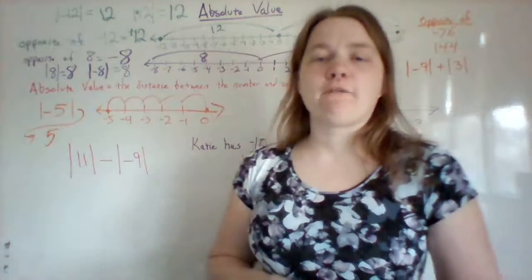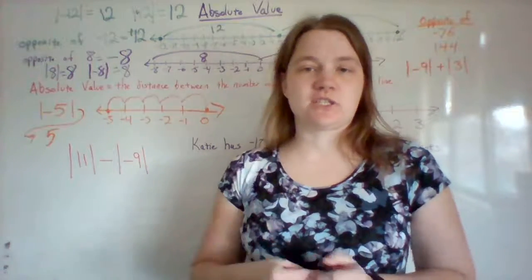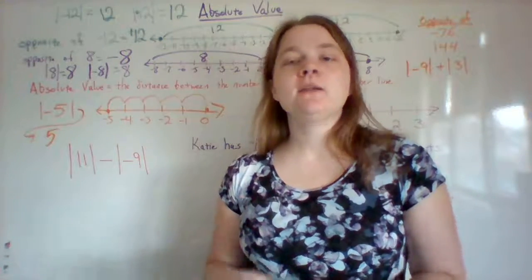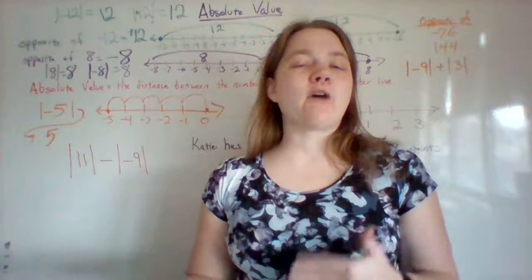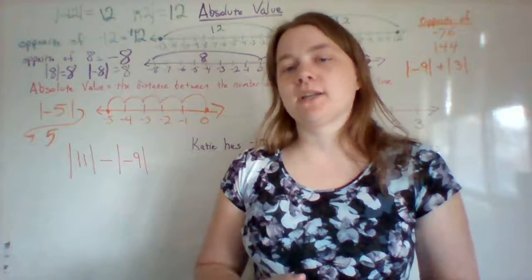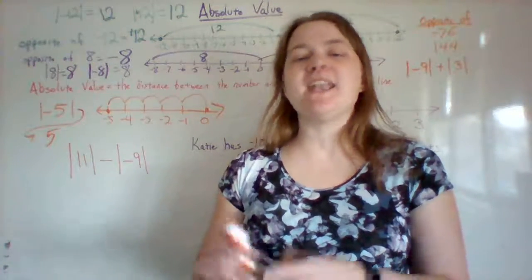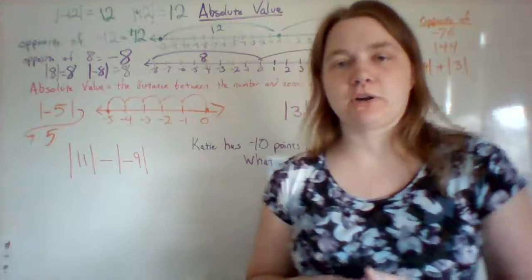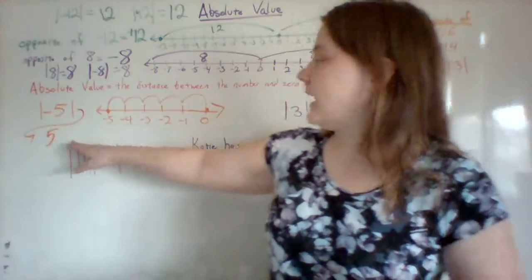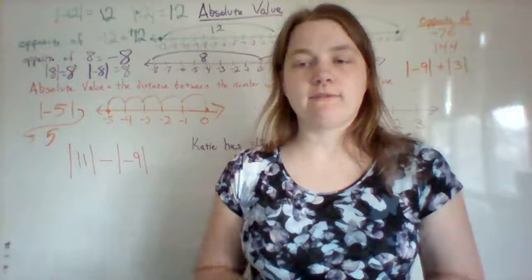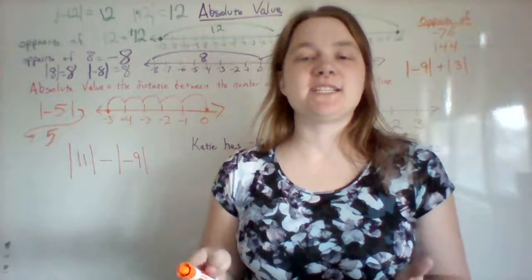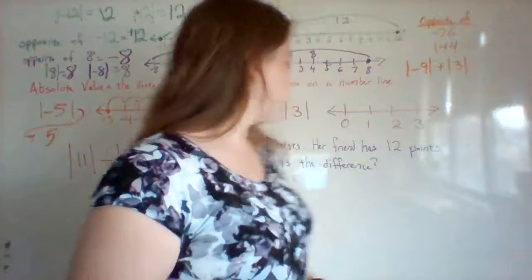If I ask you how far is it from your house to the store, and you tell me it's 3 miles from my house to the store, and I say, okay, how far is it from the store to your house? You're still going to tell me 3 miles, because it's not negative 3 miles to get from the store to your house. It's just a flat 3 miles. And that's why we take the sign off when we're talking about absolute value. We're just talking about the distance, not the direction.